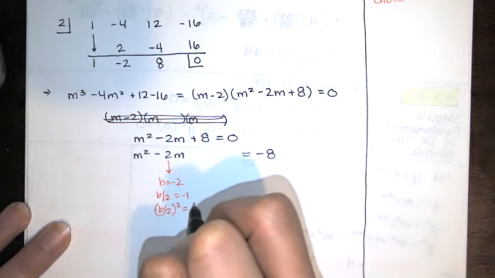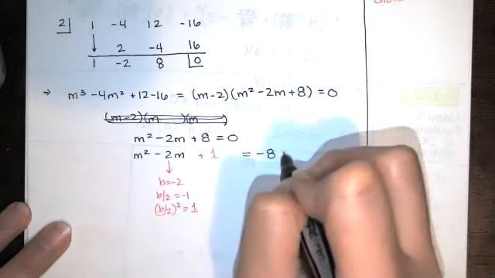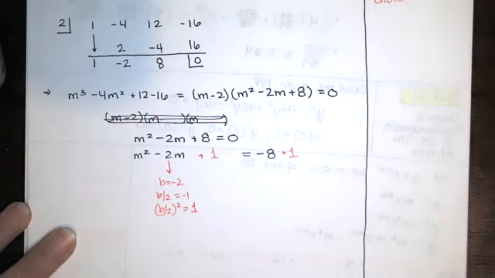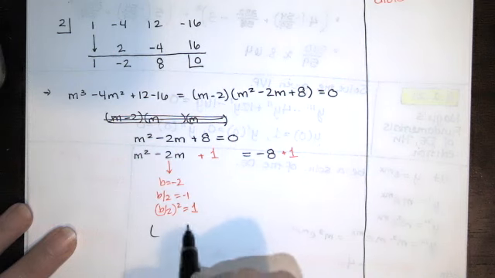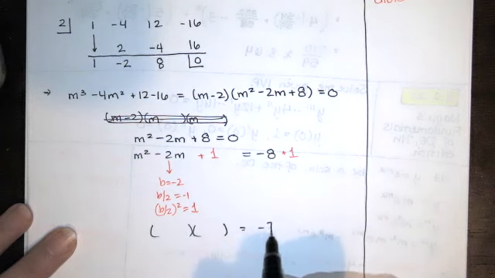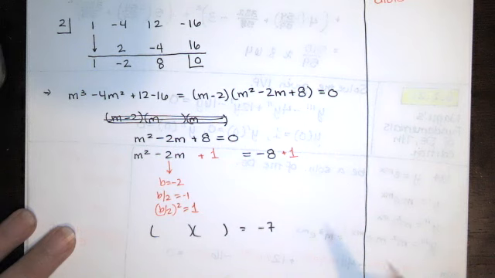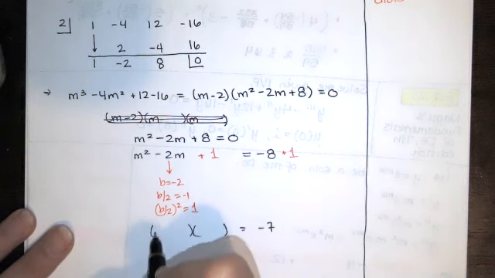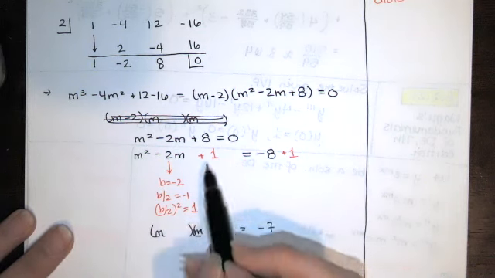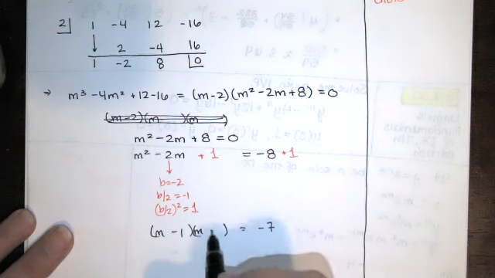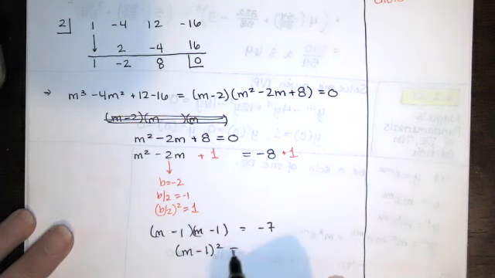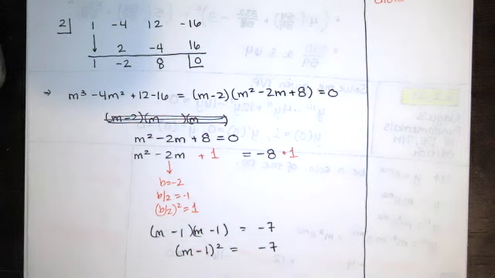-1 times -1 is +1. Add 1 there and add 1 there. So then this is a perfect square. Of course, negative 8 plus 1 is negative 7, so you simplify the right-hand side. Two numbers that multiply to give us 1 that add to negative 2 are negative 1 and negative 1. So you have m minus 1 squared equals negative 7.